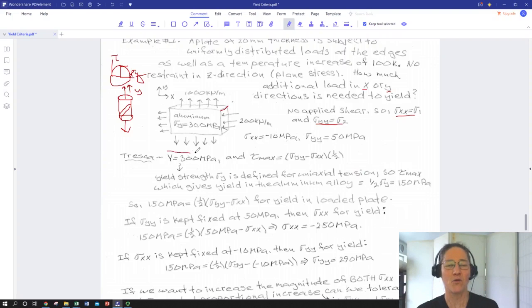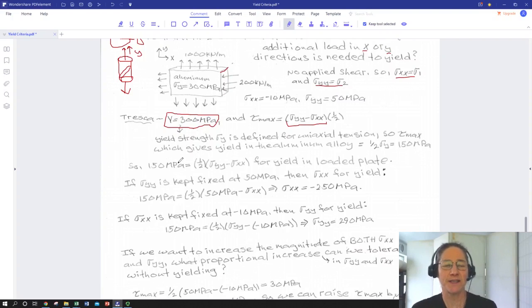So our Y Tresca is 300 megapascals, which corresponds to twice the max shear. And we know that our max shear for our biaxial loading is going to be 1/2 of the difference between our applied X and Y loads because they're in different directions. So we're kind of on one of those sloped parts of the Tresca hexagon. So all we have to do is subtract X from Y, take 1/2, and we'll get our tau max, and we can compare it to what tau we would need to yield.